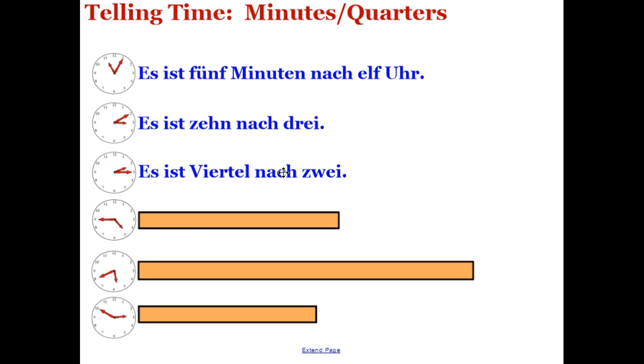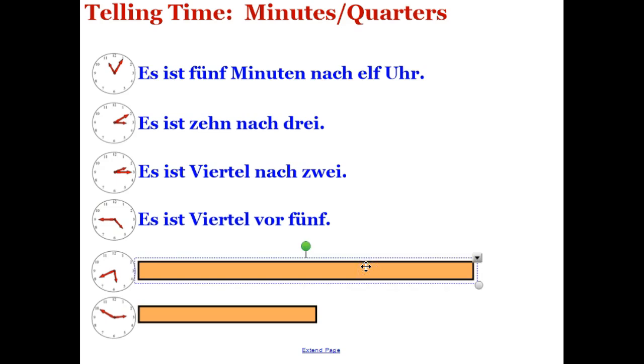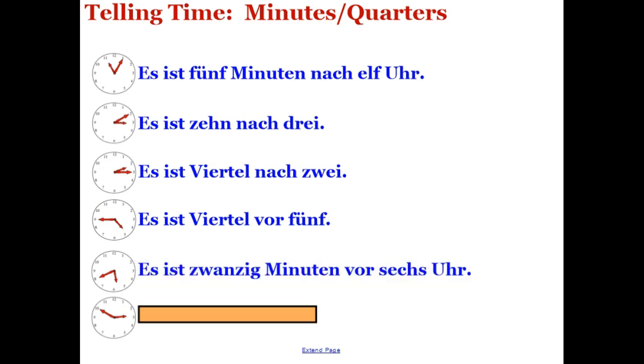2:15. Es ist Viertel nach 2. 4:45. Es ist Viertel vor 5. 5:40. Es ist 20 Minuten vor 6 Uhr. Now, this is literally, it is 20 minutes until 6 o'clock, because typically once we hit the half hour point, we start expressing minutes until rather than minutes after. However, it would not be incorrect to say Es ist 40 Minuten nach 5 Uhr. And 2:50. Es ist 10 vor 3. Again, 10 until 3.